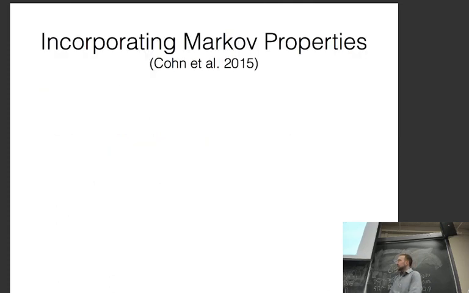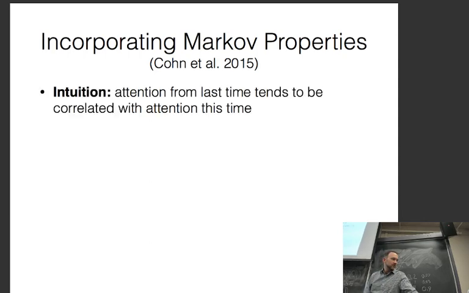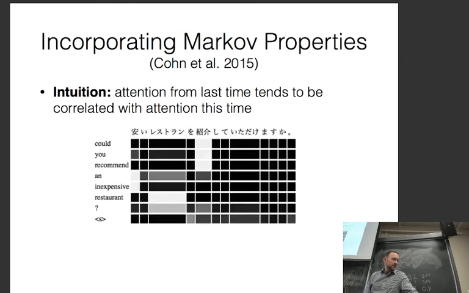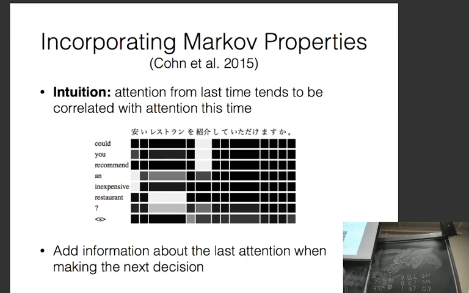Another thing that people have done is say that based on your previous attention, you should be able to predict your next attention. So the idea here is that you incorporate information from your last attention vector when you predict the next attention vector. Maybe when you predict the next one, you want to step through the sentence word by word. So if your previous attention vector was focusing on this word, then you'll want to focus on the next word most of the time.